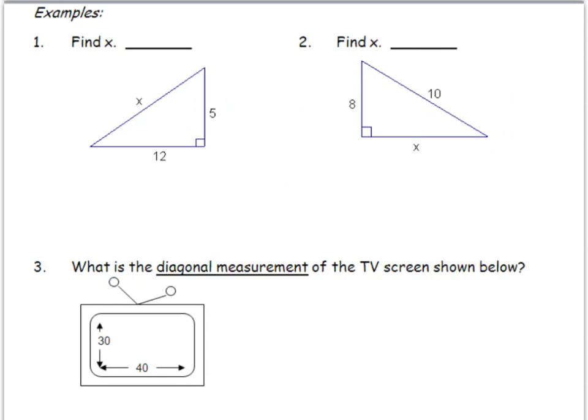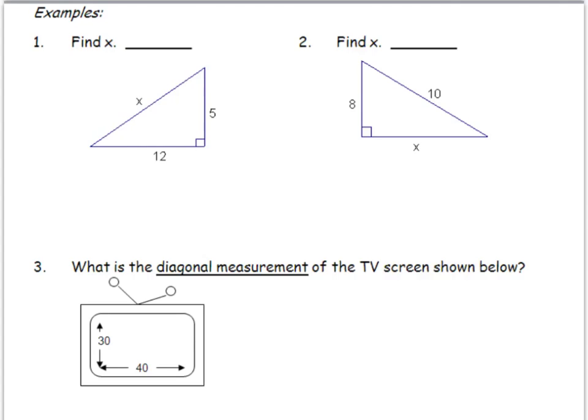So what we need to do in the first example here is find out what x is. The first thing I notice is that x is sitting on this side of the triangle, and I'm dealing with a right triangle. So it's across from the right angle. If it's across from the right angle, this is my hypotenuse. It's the side of the triangle across from the right angle.